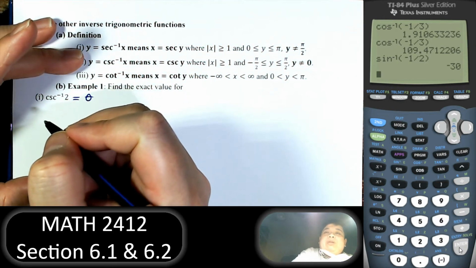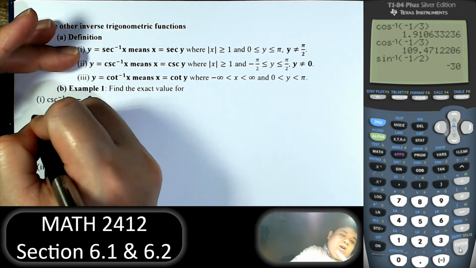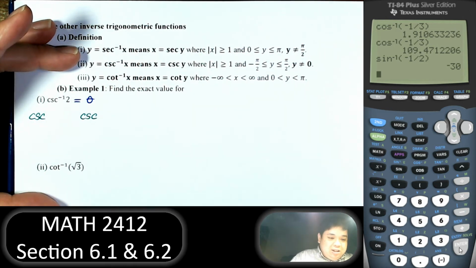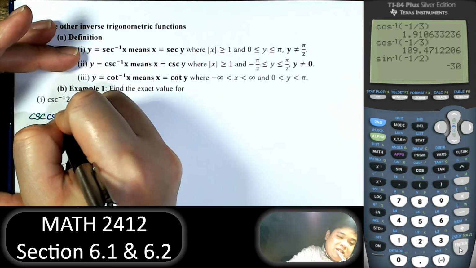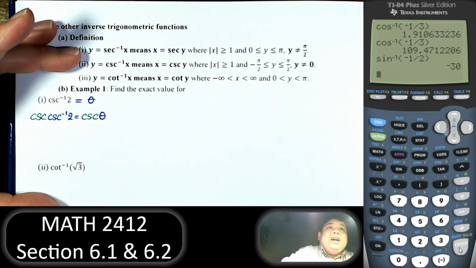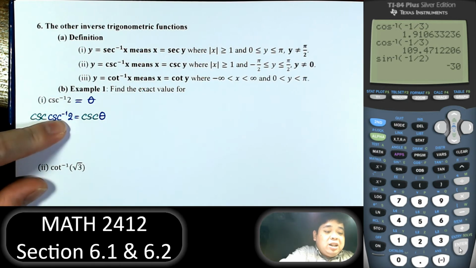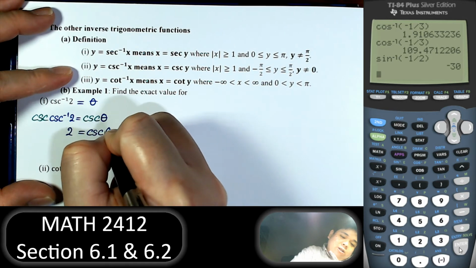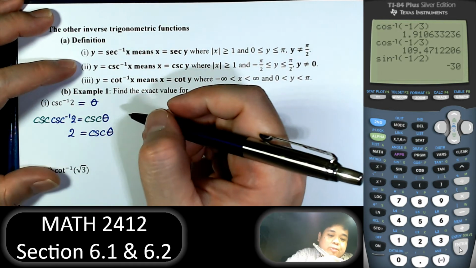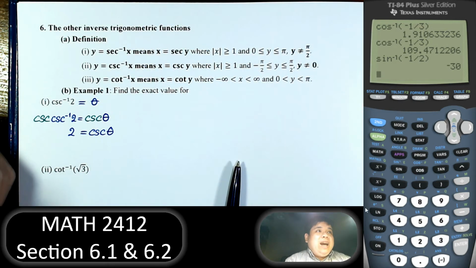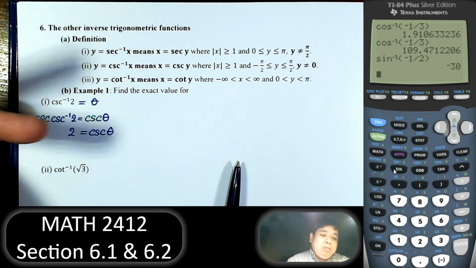And then how do we get rid of the inverse? The function cancels the inverse if it exists. I don't know how many times I say that. Cosecant cancels the cosecant inverse, so we get 2. Alright, so that's good. Now what is cosecant? Remember, the reason we have to do this is because the calculator doesn't give us the secant, cosecant and cotangent inverse, so we have to do it like this.